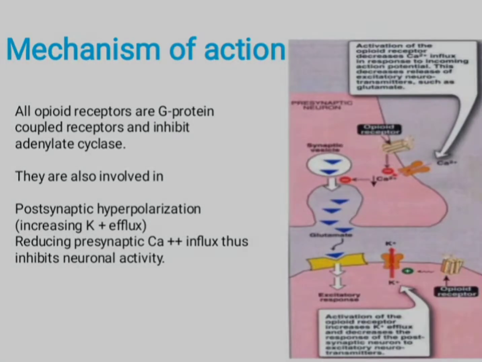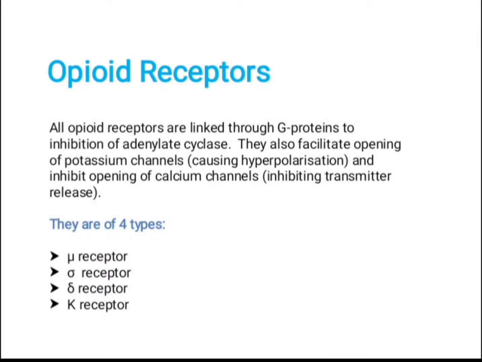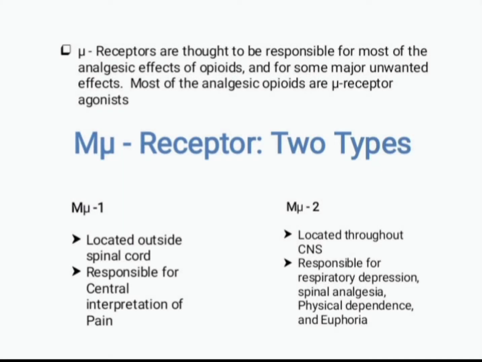Then we will see what opioid receptors are. Opioid receptors are linked through G proteins to inhibition of adenylate cyclase. They also facilitate opening of potassium channels and inhibit opening of calcium channels. There are four types: mu receptor, sigma receptor, delta receptor, and kappa receptor. Mu receptors are thought to be responsible for most of the analgesic effect of opioids and for some major unwanted effects. Most analgesic opioids are mu receptor agonists.